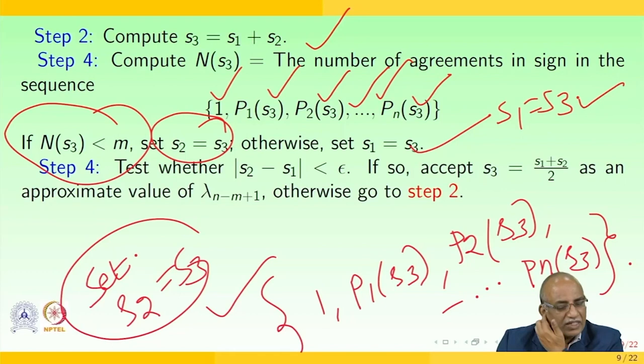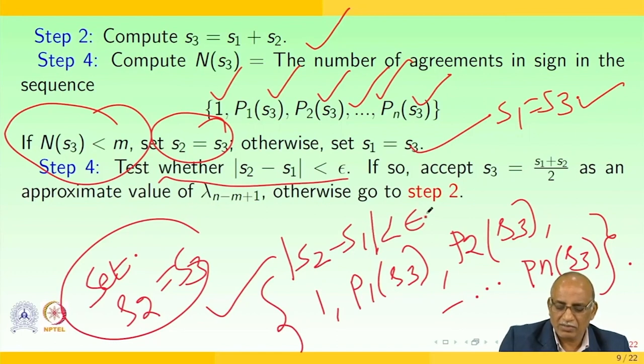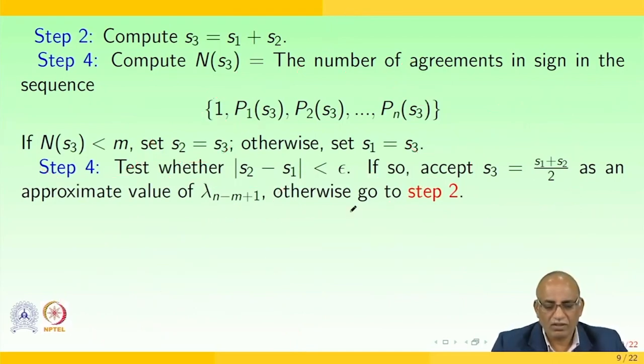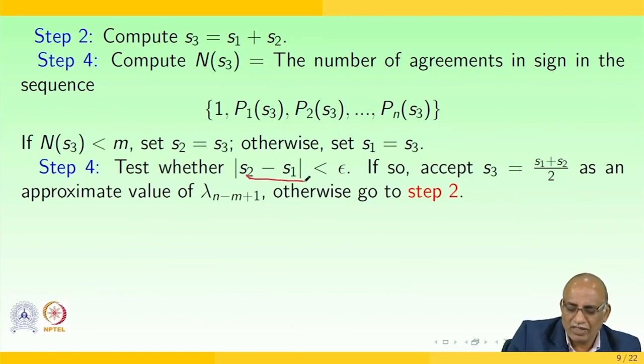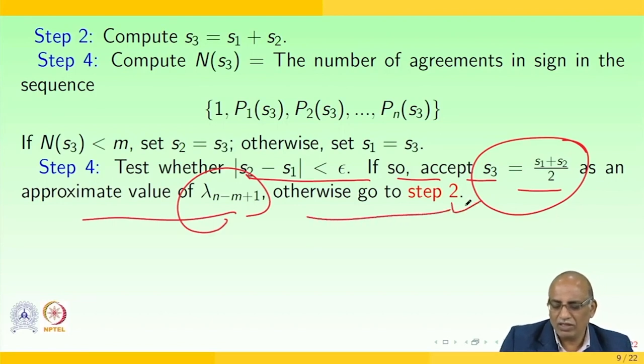Once you set s2 is equal to s3 and s1 is equal to s3, then test, that is mod of s2 minus s1 less than epsilon. Accept s3 is equal to (s1 plus s2) by 2 as an approximate value of lambda n minus m plus 1. Otherwise, go to step 2. That is, test whether s2 minus s1 is less than epsilon. If so, accept s3 is equal to this average value as an approximate value of lambda n minus 1. Otherwise, go to step 2.